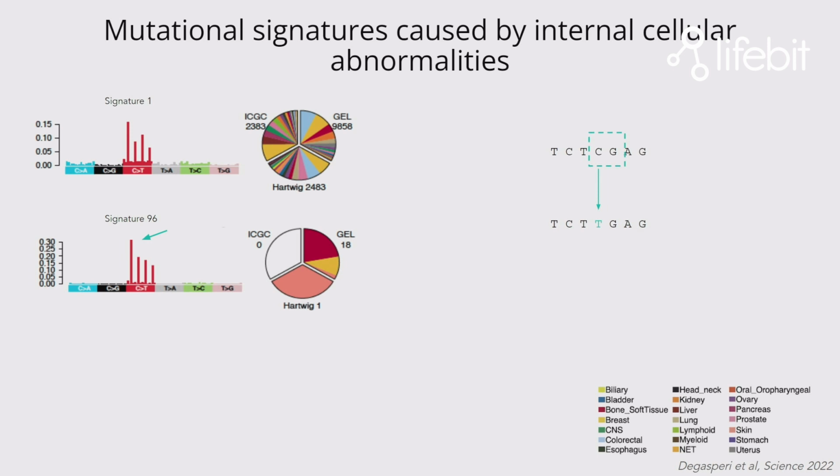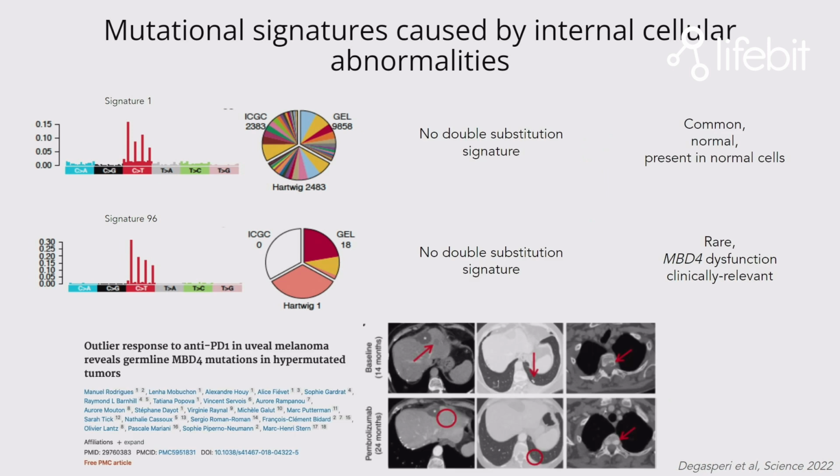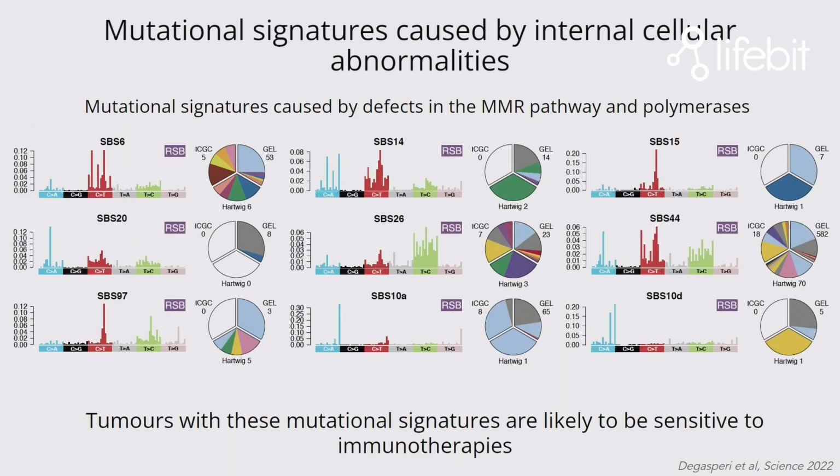It's due to a genetic defect called MBD4. And it is important to identify because these tumors tend to be sensitive to immune checkpoint blockade. So the ability to distinguish common versus rare is important here.